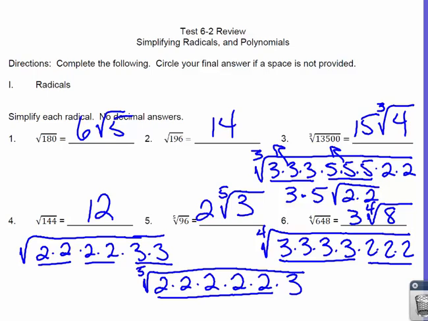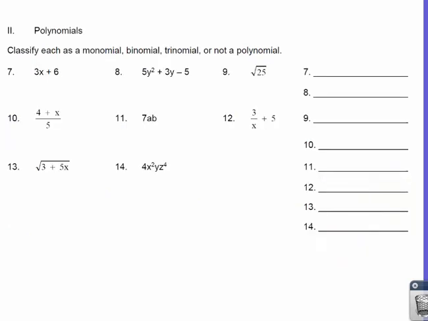The second part of your test is dealing with polynomials. Okay, so this first section is just classifying. Is the thing you see there, is it a monomial, binomial, trinomial, or not one? Now we know a monomial is just a single term. So by definition, it is either a number or the product of numbers and variables. Okay, now those variables have to have whole number exponents. That variable cannot be part of a denominator in a fraction. It cannot be underneath a radical. Okay, so those are some of the instances that we could have that it would not be any kind of a polynomial. So let's take a look at this.